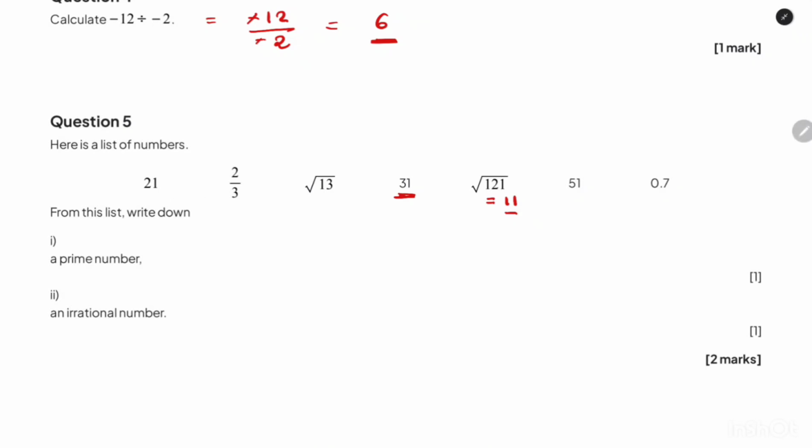So out of this list, 31 and the square root of 121 both are prime numbers. But as I already told you, here they are asking for a prime number, so you are supposed to write only one. If you write more than one, then you lose the mark. So I'll write 31. Then an irrational number. We just discussed that the square root of any non-square number is irrational. So the square root of 13 is an irrational number. Clear?